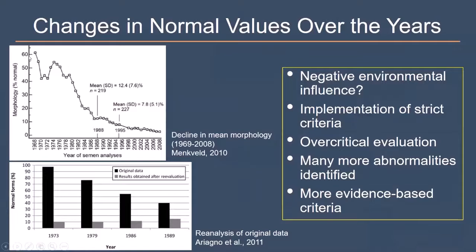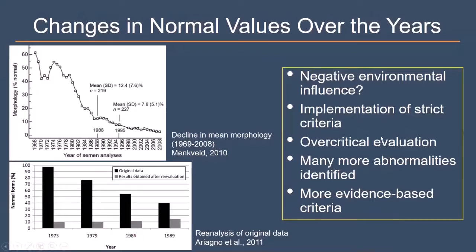What we see here over the period of time is a significant decrease in so-called normal sperm morphology. And people then ask the question, where does it come from? What are the reasons for this to happen? Initially they thought there's a negative environmental influence. What we can see is that overall there's also a decline in male fertility, yes, but in this study by Ariagno, where they reanalyzed the slides and studies from all these years, they found the drop in morphology, yes, but after reanalyzing, there was no change.